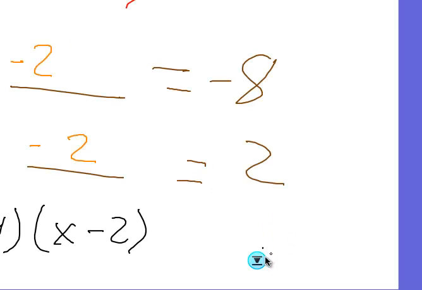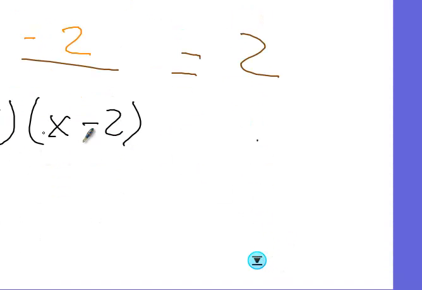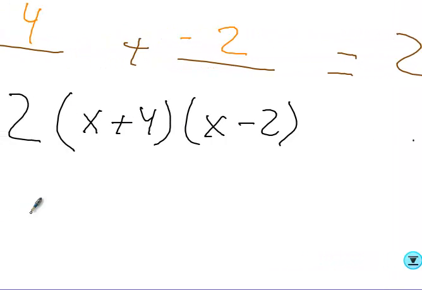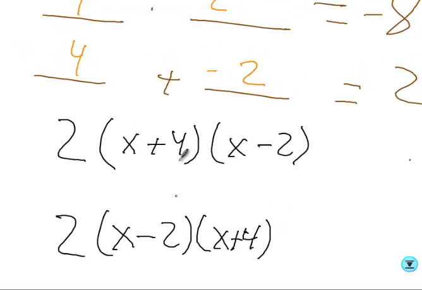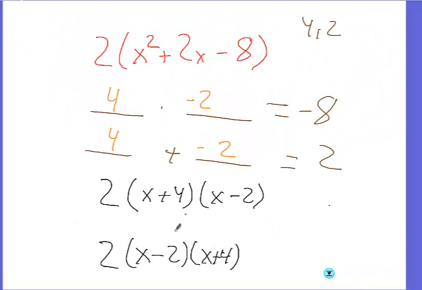But before we do that, a question a lot of kids ask is, does it matter which way I write these? And the answer is no. So 2 times x minus 2, x plus 4, these are equivalent. These are exactly the same. They're both okay, because multiplication is commutative, so order doesn't matter. If you do the x plus 4 first, or the x minus 2 first, both are perfectly fine.